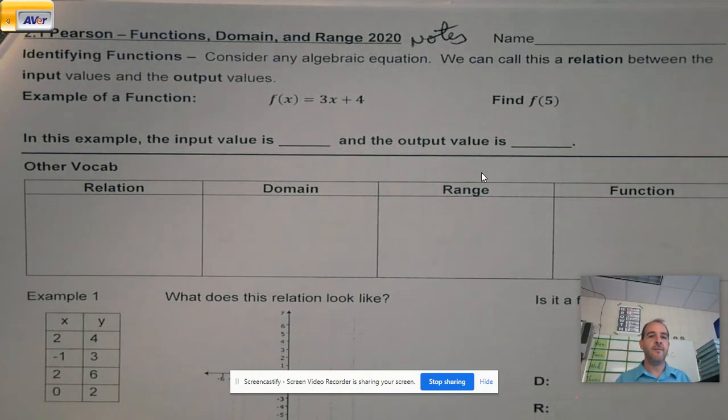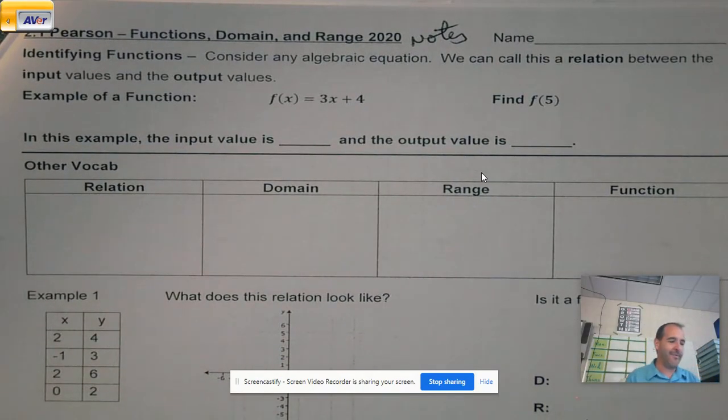Hey, nice to see you again. We are getting away from factoring. Yes, we are, for a little while here.